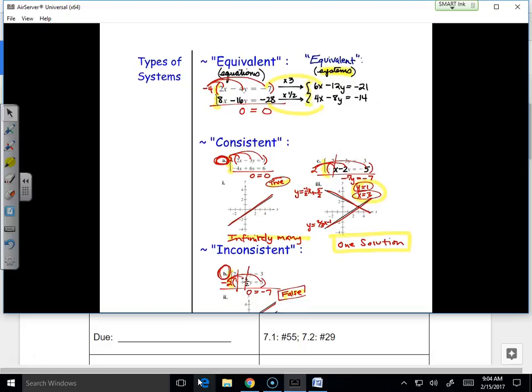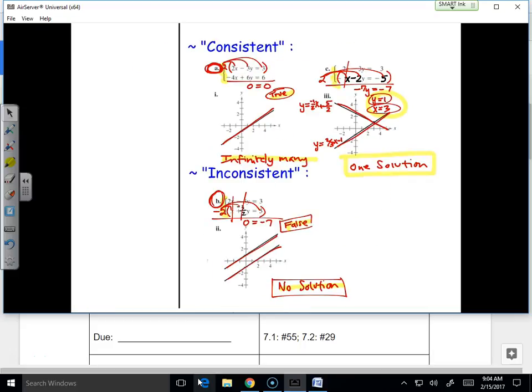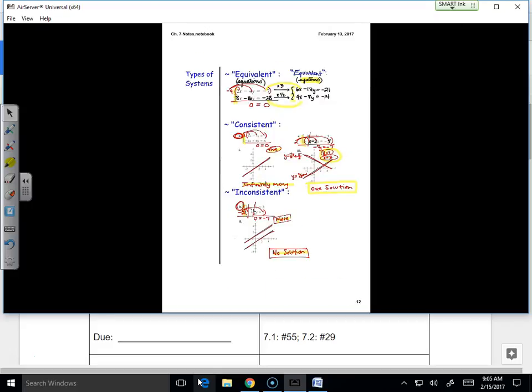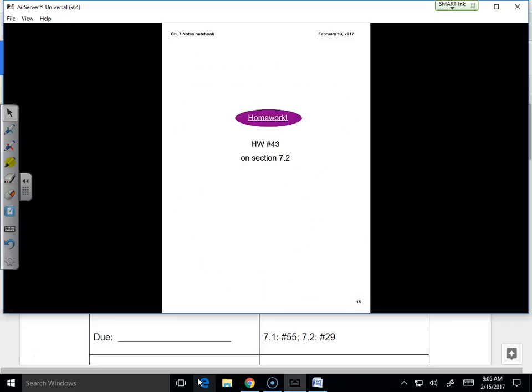Consistent and inconsistent. If you get a true statement with no variables, infinitely many will be your solution. There could be different types of infinitely many that we're going to see in section 7.3, but for right now that's enough. If you get actual numbers, that means there are finitely many, still consistent, but you have a finite number of solutions. And then if you get a false statement, no more variables, then that's no solution. And then we talked about elimination, substitution, and then we were good.